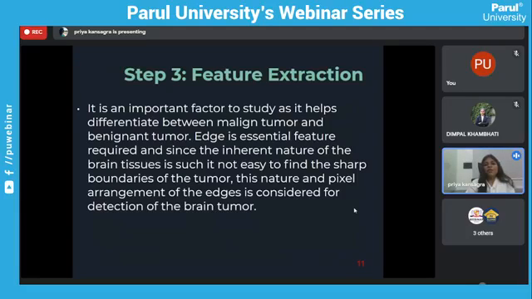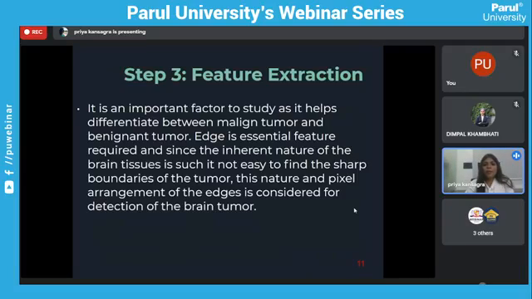Now we have feature extraction. It is an important factor to study as it helps to differentiate between malignant tumor and benign tumor. Edge is an essential feature required, and since the inherent nature of the brain tissues is such, it is not easy to find the sharp boundaries of the tumor. This nature and pixel arrangement of the edge is considered for detection of brain tumor.